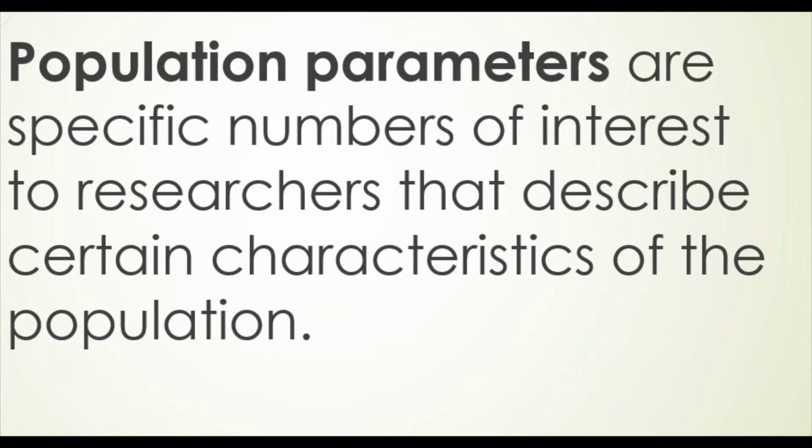Next is population parameters. So population parameters are specific numbers of interest to researchers that describe certain characteristics of the population. So in our example of the presidential election, the population parameters that we're interested in are who's going to vote for whom in the election. So we want to know how many people are going to vote for the Democrat, how many people are going to vote for the Republican out of the entire population.